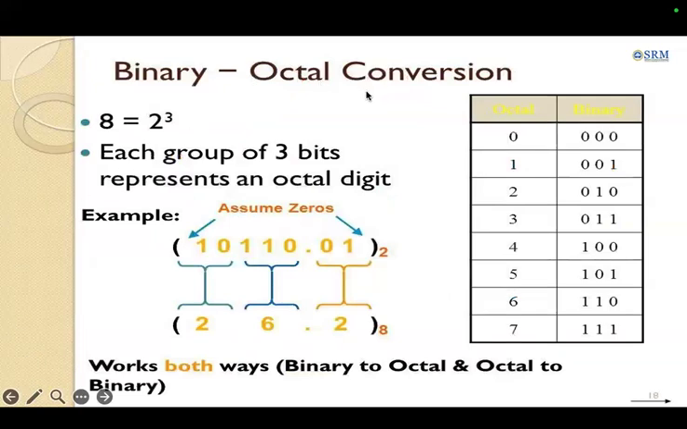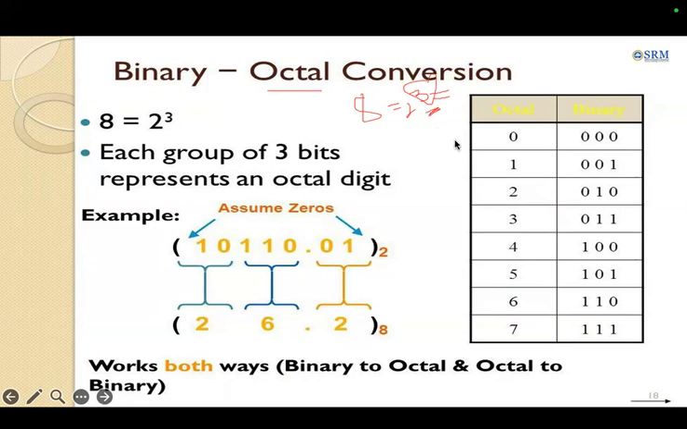Next is binary to octal conversion. This can be done using one short procedure. How is binary converted to octal? Octal means 8, and 8 can be represented as 2 power 3. So we are using 3 bits. This 3 corresponds to the number of bits. With 3 bits, any octal value can be represented, that is, any binary value can be represented in terms of octal.